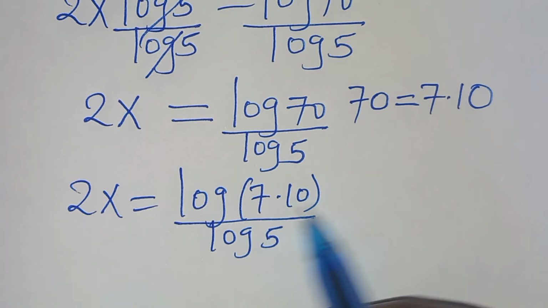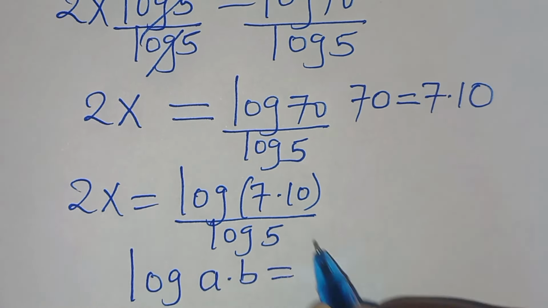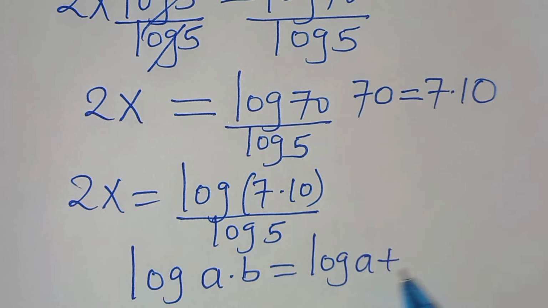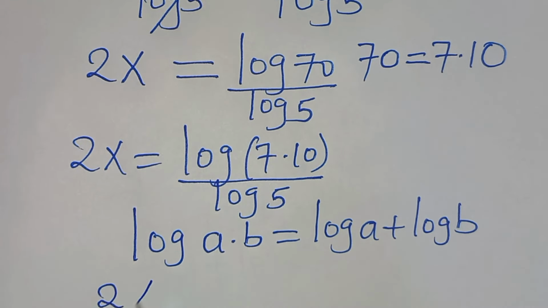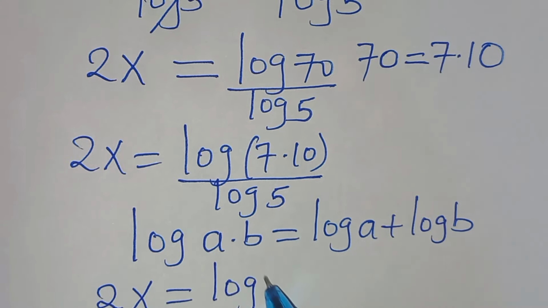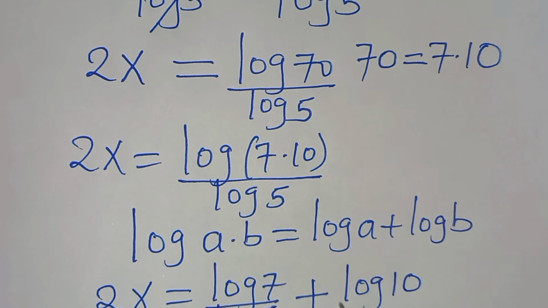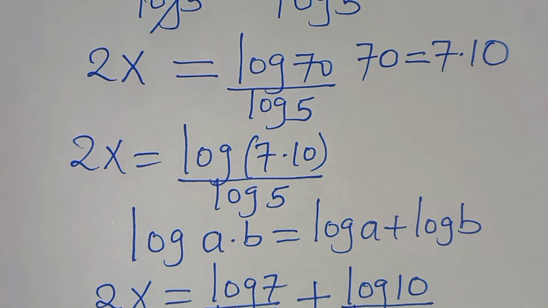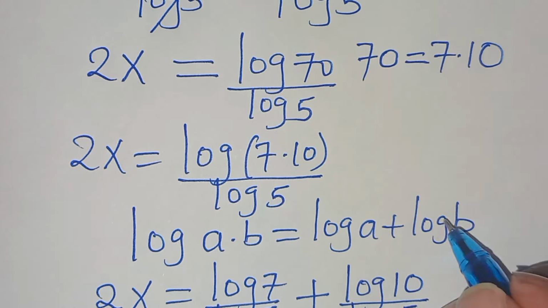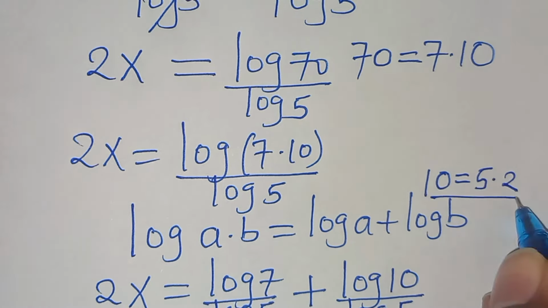7 times 10 from here divided by log 5. So log 7 times 10, this is in the form of log a times b, which we can express as log a plus log b. So applying this property, then we have 2x. This is equal to log 7 divided by log 5. Then plus here we have log 10 divided by log 5. The next step from here, we can express 10 basically as 5 multiplied by 2.